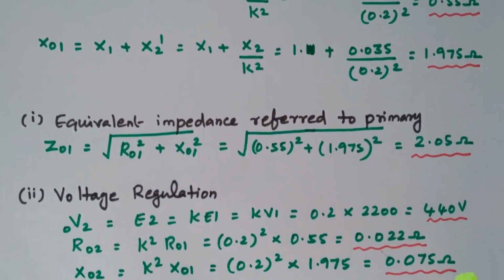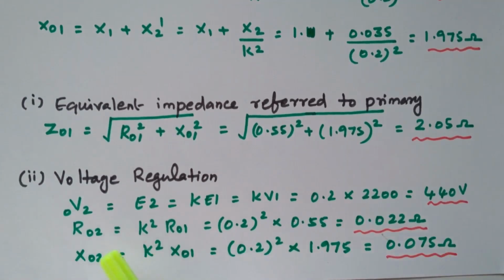Now we will find the voltage regulation. For that, first we will find the no load voltage. V20 is the no load voltage, that is nothing but E2, the secondary voltage. That can be written as K into E1, and E1 is replaced by V1, since V1 is the voltage applied and E1 is the voltage induced, both being equal. So K is 0.2 into V1, 2200, so it is 440 volts. The no load secondary voltage is 440 volts, calculated by using the formula.